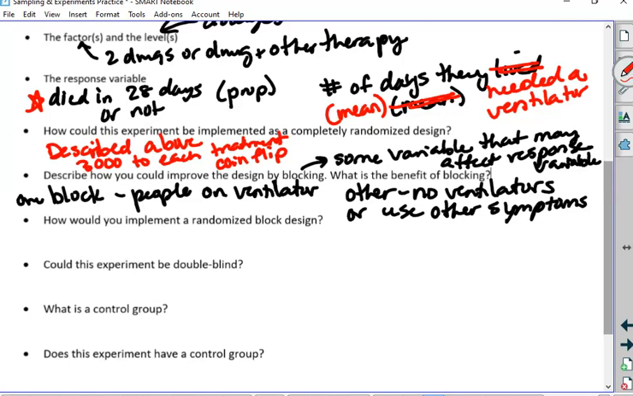For each patient, I would flip a coin. If they get heads, they get the dexamethasone. If they get tails, they get the standard treatment, and you can do that for each patient.